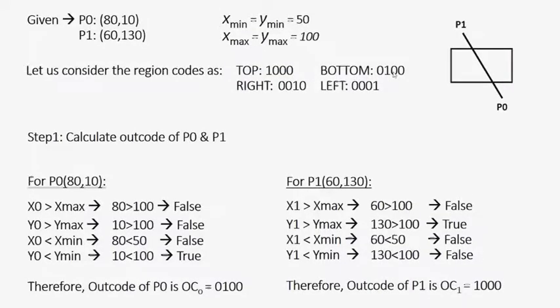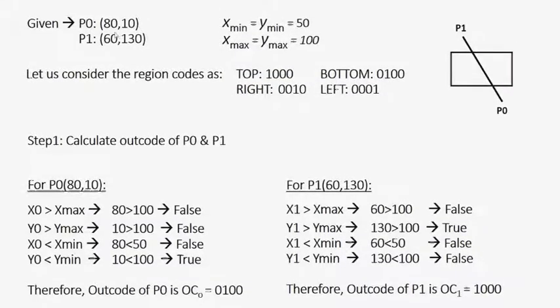So these are the given data to me. I know these two points and I know the minimum and maximum boundary of the window. The very first thing I'm supposed to do is assign region codes, as the first step of my algorithm. The region code that I have taken here is the same as what we discussed earlier.